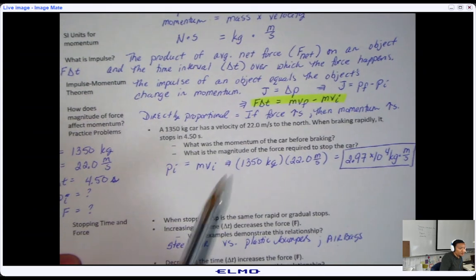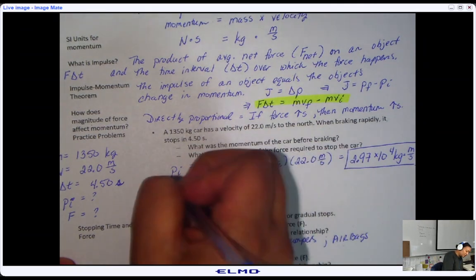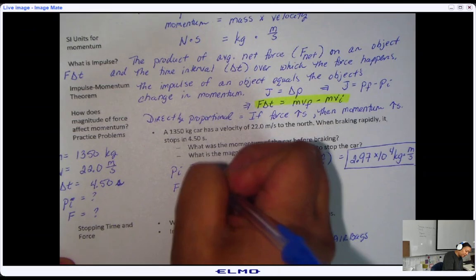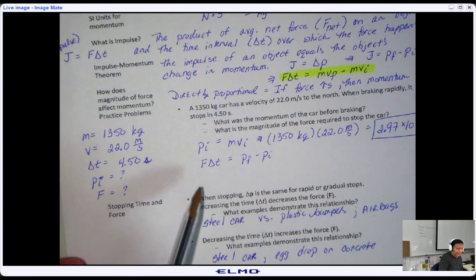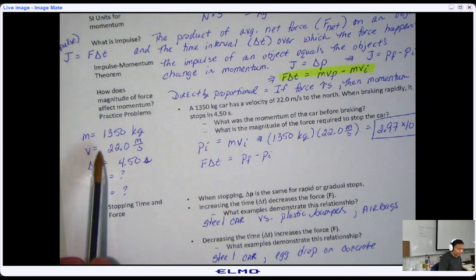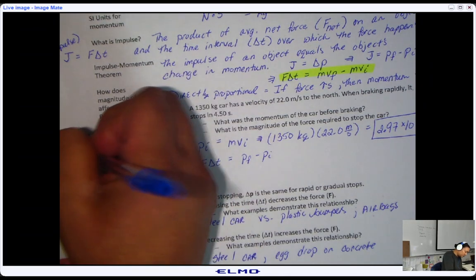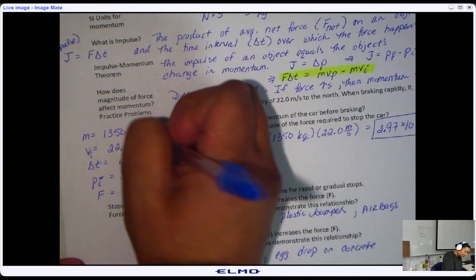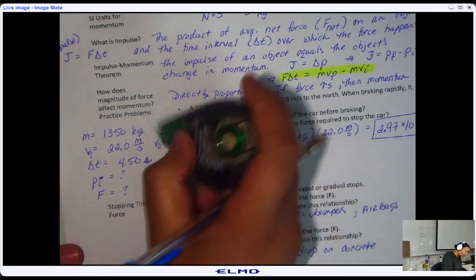So we have our initial momentum. We were asked to solve for force. The equation is F delta T equals your change in momentum, which is your P final minus your P initial. One other number that needed to be added to this list that I forgot to put in here. It started at 22 meters per second, but we are stopping. So this is your initial velocity, and your final velocity is going to be, V final is 0 meters per second.